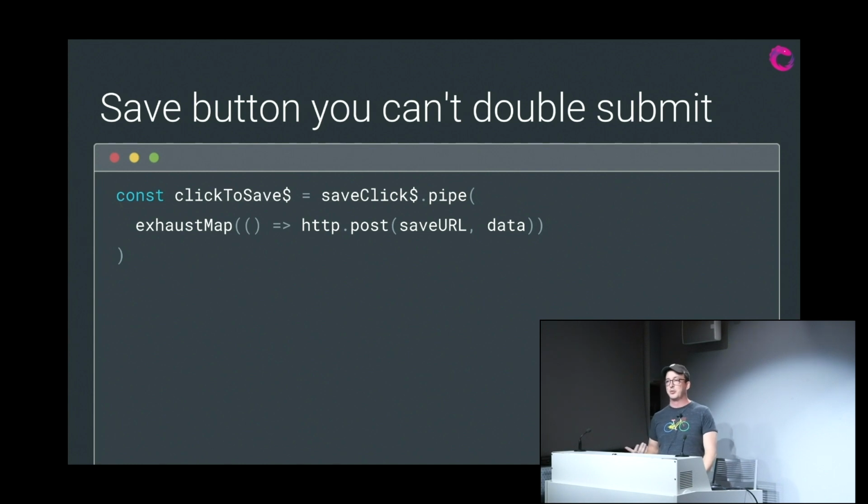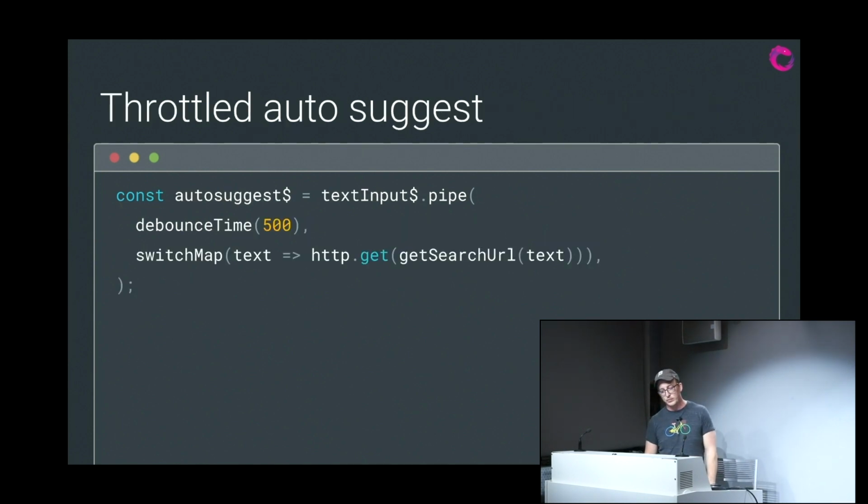So a save button, you can't double submit. This has been an ongoing thing for pretty much as long as I've been doing web development. You don't want somebody submitting their credit card information twice or adding multiple records, so people gray out the submit button or whatever. You could just use Rx to do something like that. So it's the same with the exhaust map. You just say every time someone clicks save, I want you to post the data, but I'm using exhaust map, so every other click to save just gets dropped until that posted data comes back. So that's another use case for this operator.